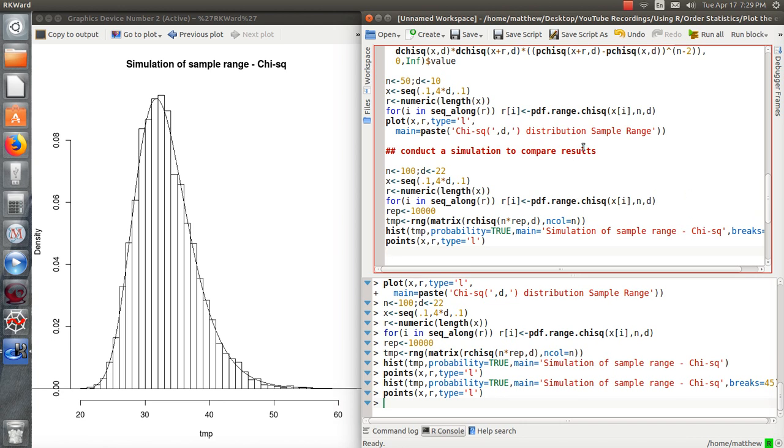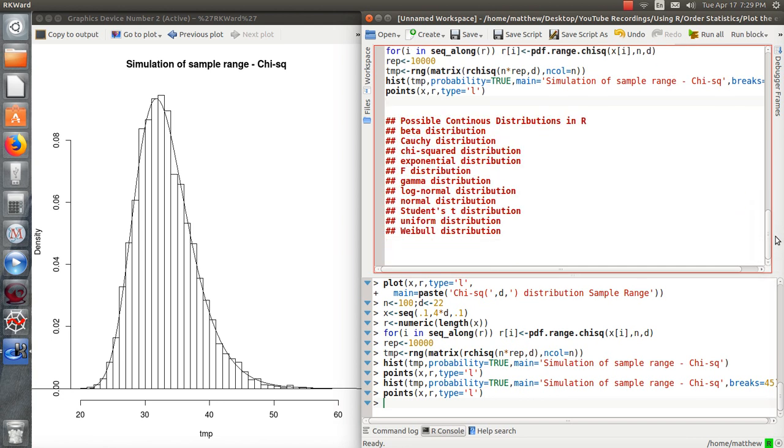So I could keep doing this and just replace this with another continuous distribution, and the built-in continuous distributions in R are these: the beta, Cauchy, chi-square, which we did, exponential, F, gamma, log normal, normal, Student's t, uniform, Weibull. And you could also just write your own function, and you could do something similar.